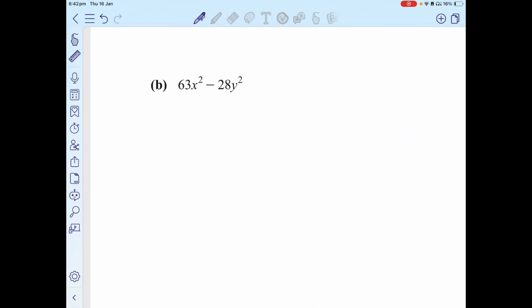Moving on to the next question, we have 63x squared minus 28y squared. At a first glance, I can see that I don't have y in the first one or x in the second one, so no xy removing. But I can see that 63 and 28 both are multiples of 7. So I can write this as 7 into 9x squared minus 4 into y squared, because 7 into 9 is 63 and 7 into 4 is 28.